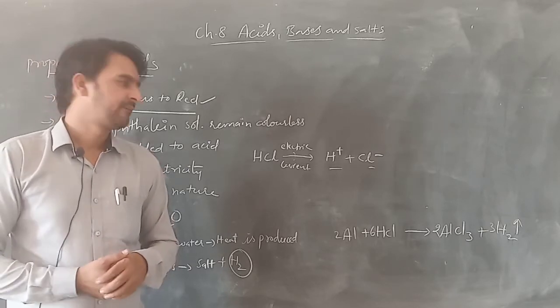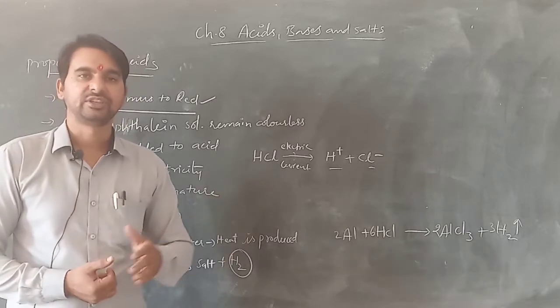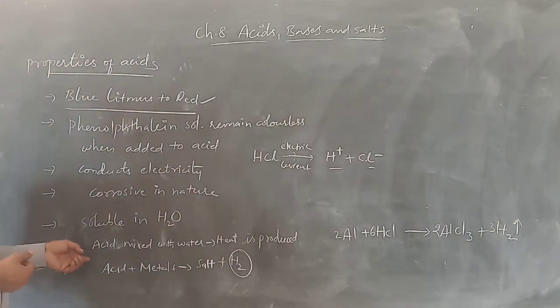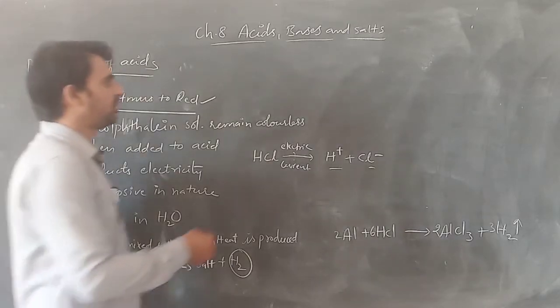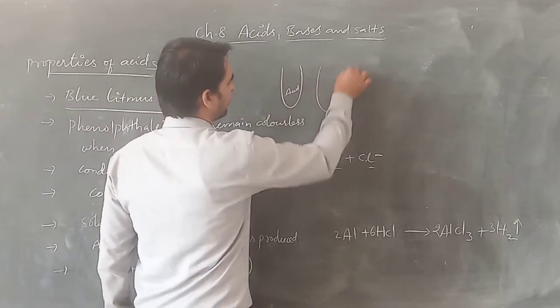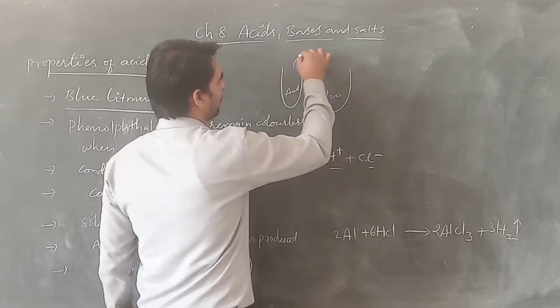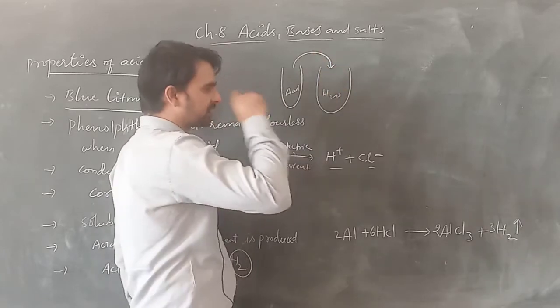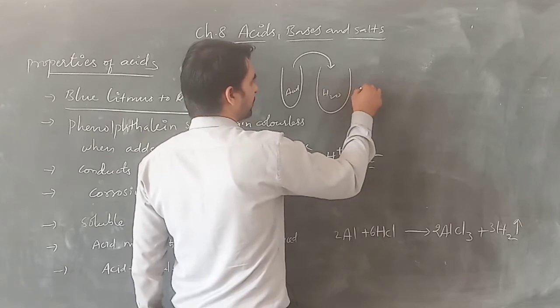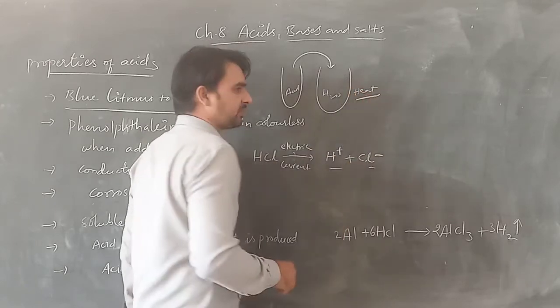So that's why they can conduct electricity. They get dissolved in water. Next, when we add acid to water, that means you have a test tube in which you have the acid, and another one with water. So when acid is added to water, what happens? Generation of heat takes place.